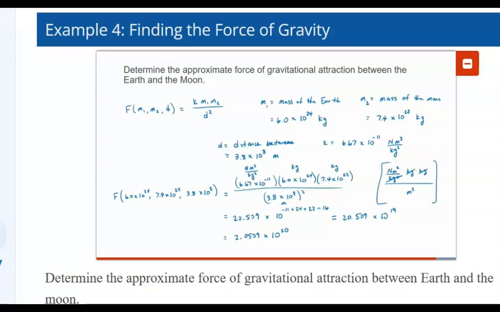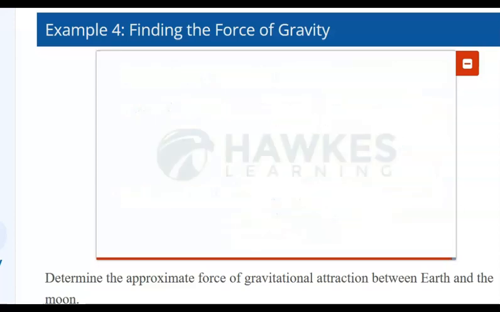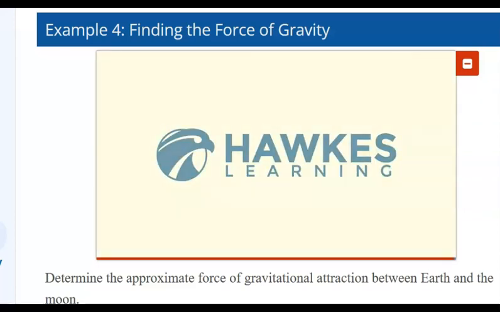Look what happens to all of these units. In the numerator, we have a kilogram and a kilogram that cancels with the squared kilograms there. In the numerator, we have a meter squared. In the denominator, we have a meter squared. So those will also cancel. So that tells us that the final units of this gravitational attraction force between the Earth and the Moon is measured in Newtons.